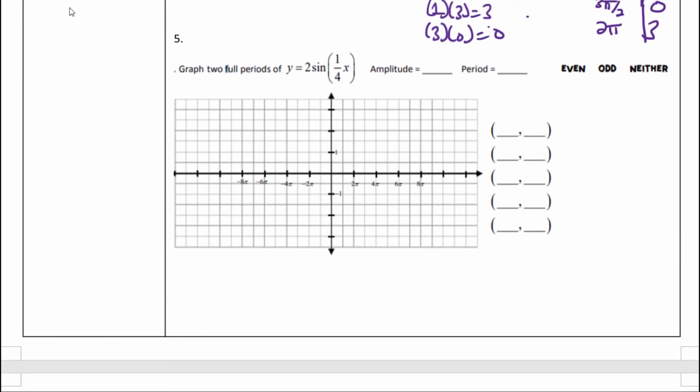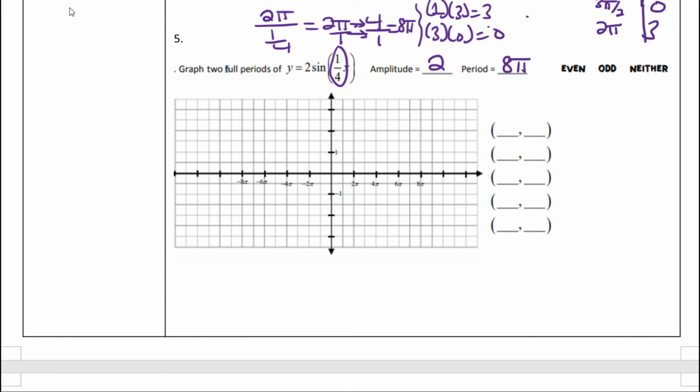All right, so let's do the last one. So we want to graph 2 full periods of this guy. Amplitude is 2, period. So this time we got a number here. So we got 2 pi divided by 1/4. Go ahead and flip to 1/4, so it becomes 4 over 1, then multiply. This is 8 pi over 1, which is just 8 pi. So this is going to be 8 pi.